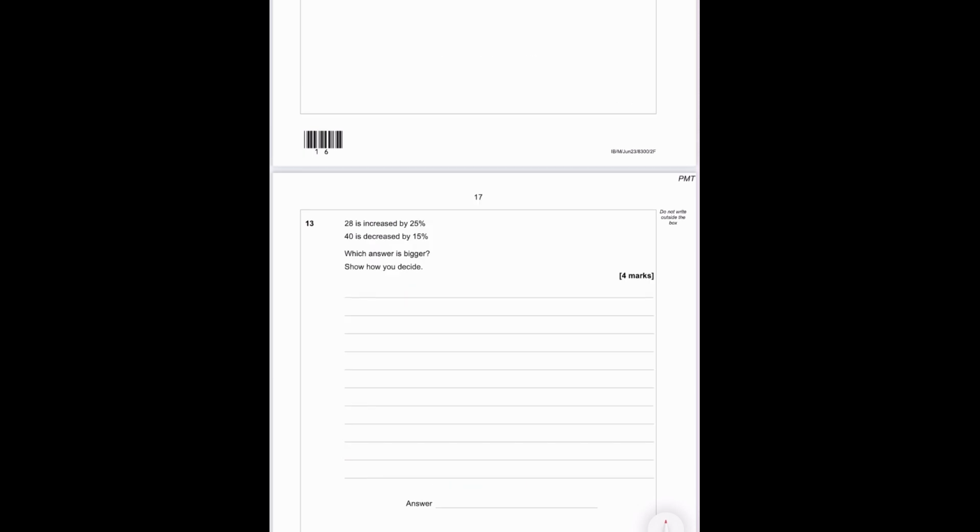Question 13. 28 is increased by 25%. 40 is decreased by 15%. Which answer is biggest? So if we start with 25% of 28, put that straight into your calculator, that's 7, and 28 add 7 would give us 35. Looking at the 40, 15% of 40 would give us 6, and this is decreased, so 40 take away 6 gives me 34. So this one is going to be the biggest.